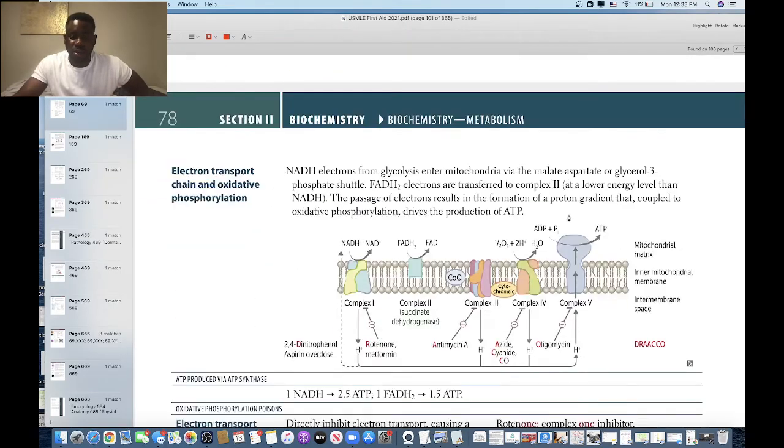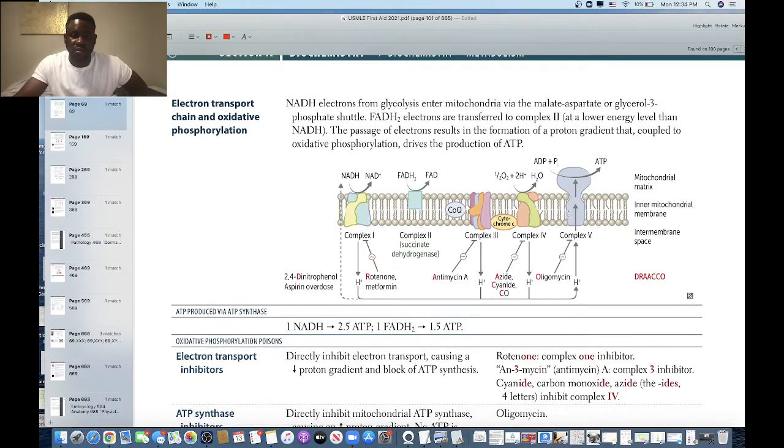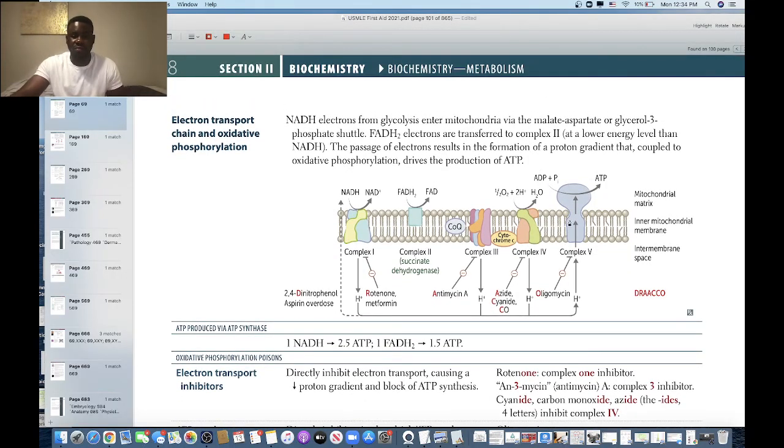So we can move on to the next one. Here, this page has some high yield information.